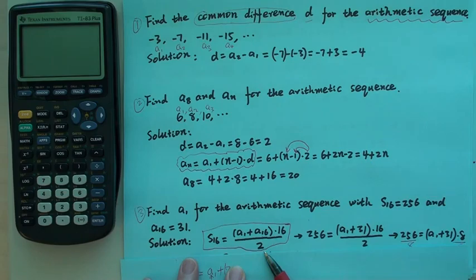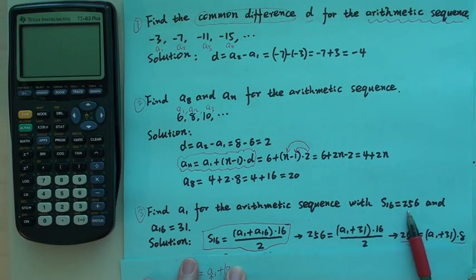This formula is the one we want to use because we have the sum, which is 256. If you plug in here, you have 256 equals the first term plus the last term. We want to find out the first term. The last term is 31, times the number of terms. We have 16 terms from a1 to a16, divided by 2. Now we solve for a1, then we are done. That's an easy job.